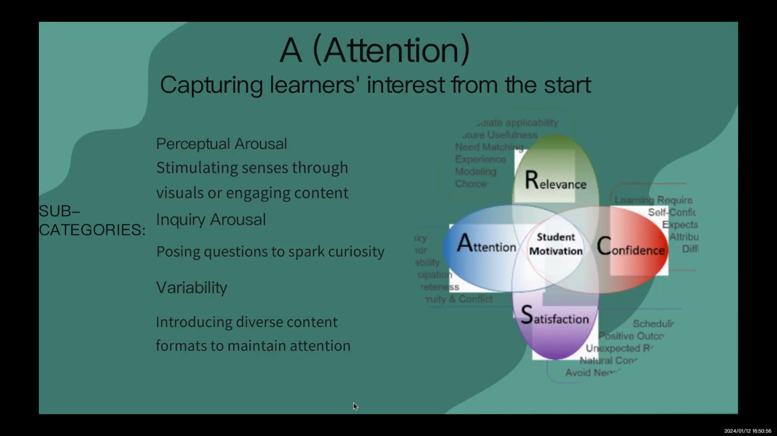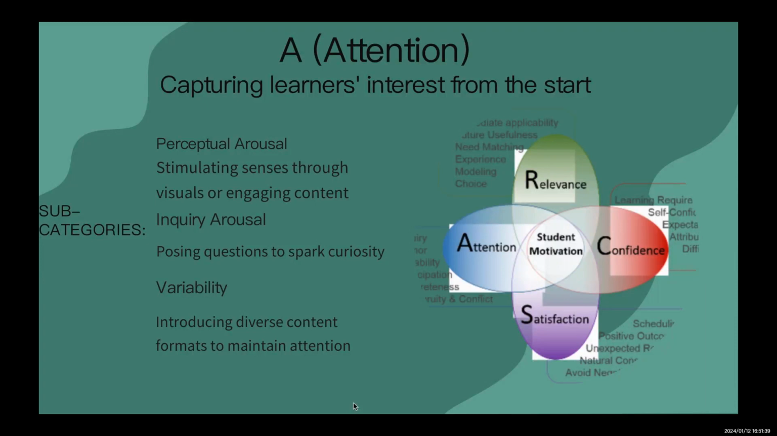So we will learn the subcategories in 3 sections. The first one, perceptual arousal. It means stimulating senses through visuals or engaging content, because you cannot put all the learning content into just words. It's very boring, right? Maybe the teachers are feeling bored at the same time. So you can put some videos, some interesting visual formats or viral videos to grab your learners' attention.